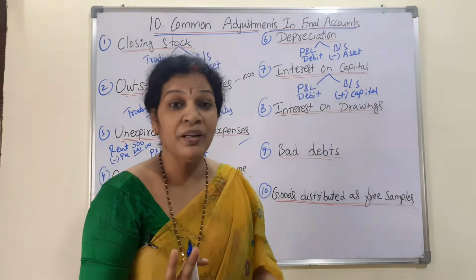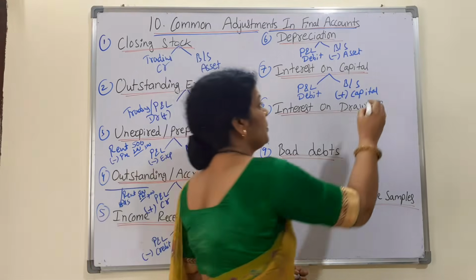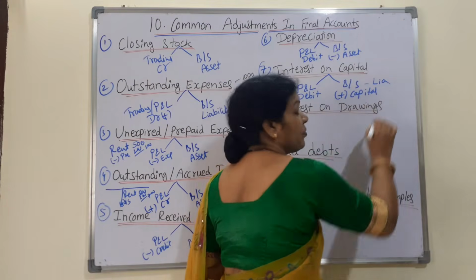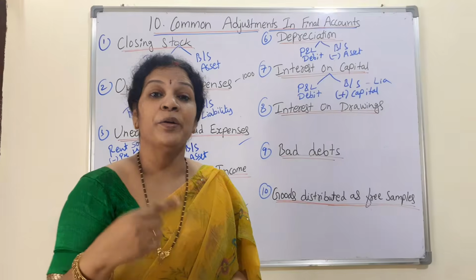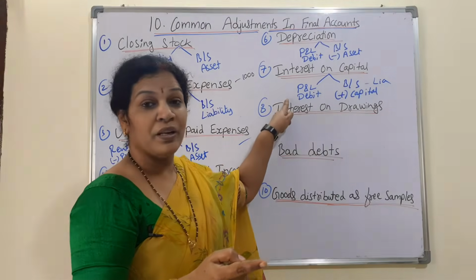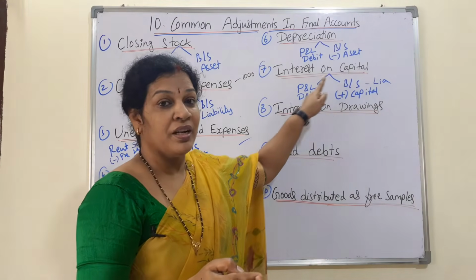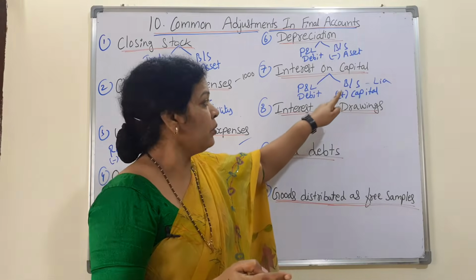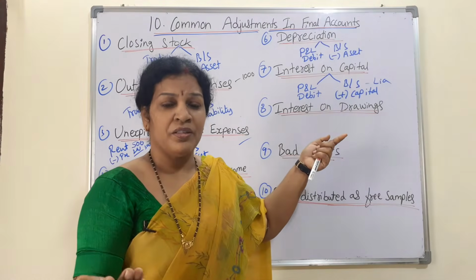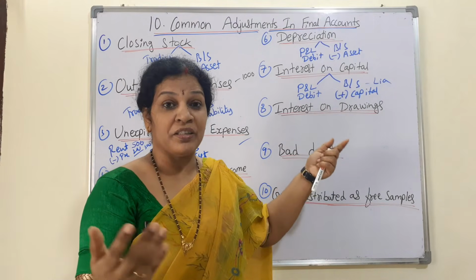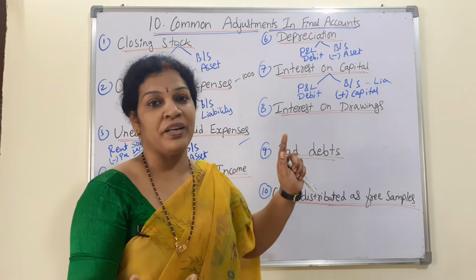Where will the capital be? Balance sheet liability side. Balance sheet liability side, add to capital. One time is P&L account debit side because it's a loss. Another time, balance sheet, add to capital, because we are paying interest on capital, the liability is increasing. That's the reason we are adding it.